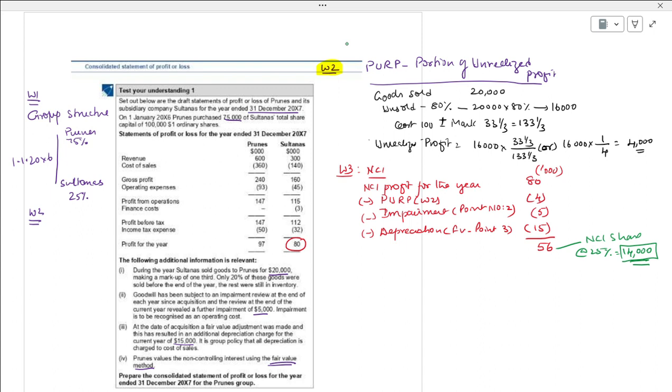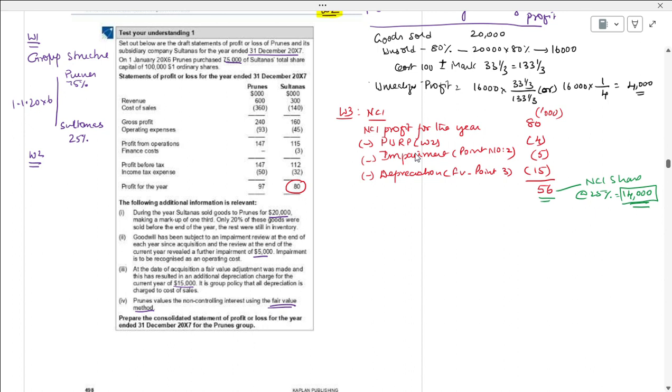Now you understand, we have to take profit for the year 80,000, portion of unrealized profit 4,000, impairment 5,000, depreciation 15. You will get. We only have to take the share of the subsidiary. That's all. We are not going to do anything else. We have taken point number 1, point number 2, and point number 3. Okay, fair value.